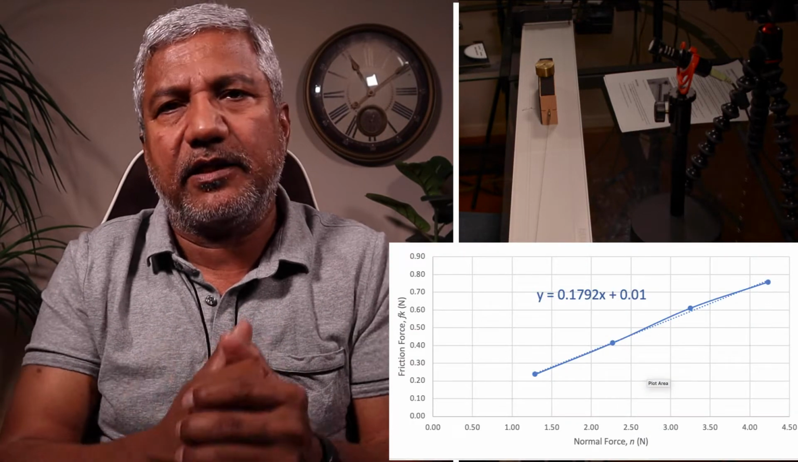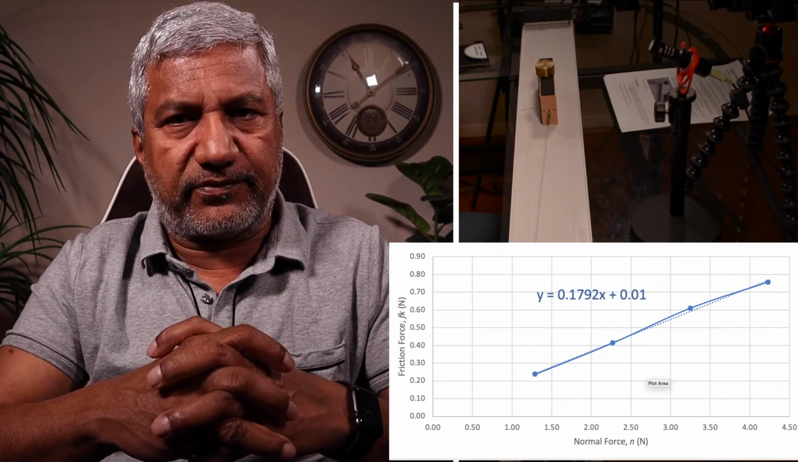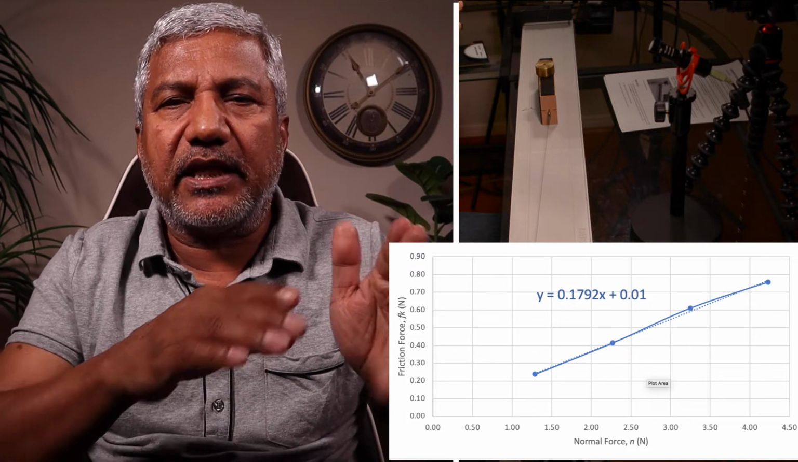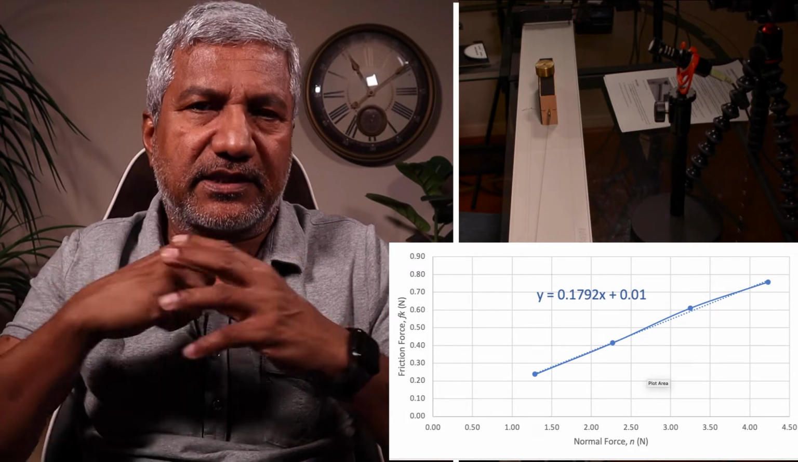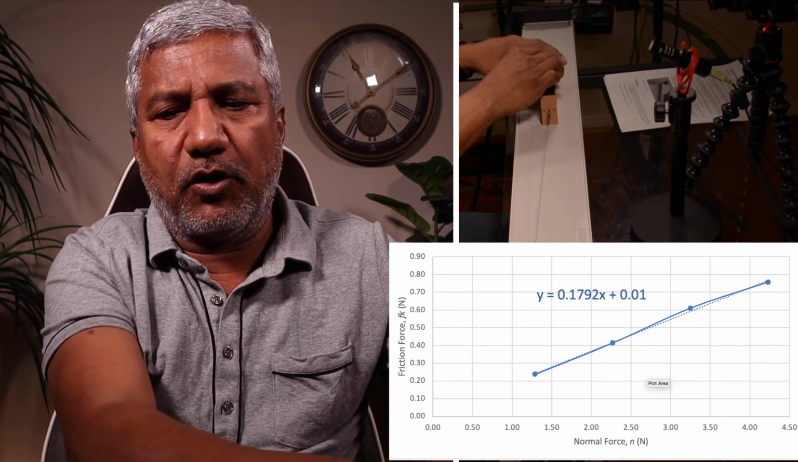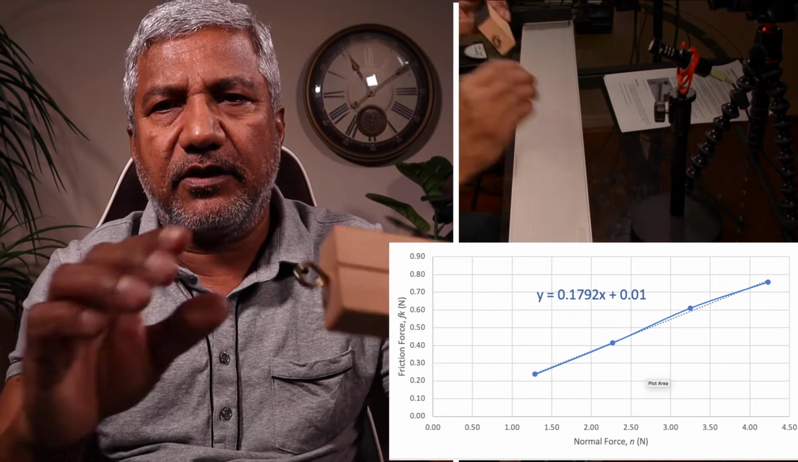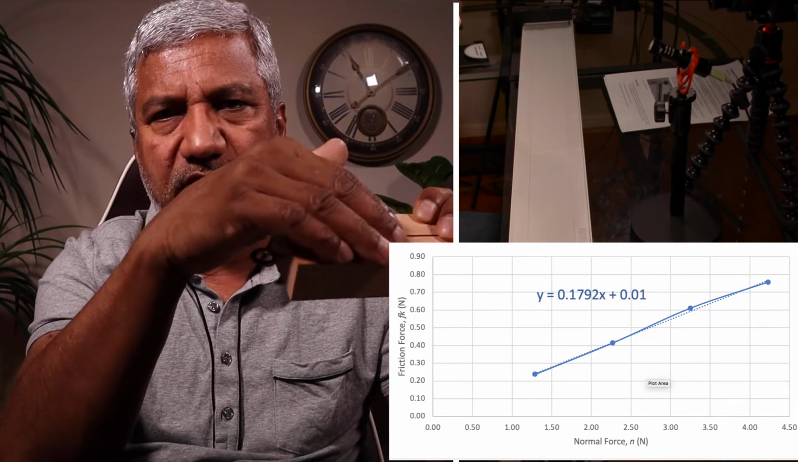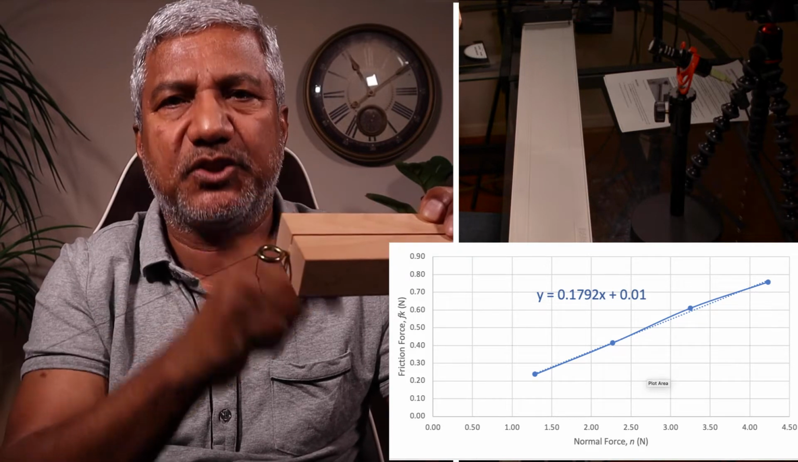After you're done with that and you get all the data, you got to make a graph with friction on the y-axis and normal reaction on the x-axis. How do you find the normal reaction? The normal reaction is the total mass of this plus whatever is on top of it times g.